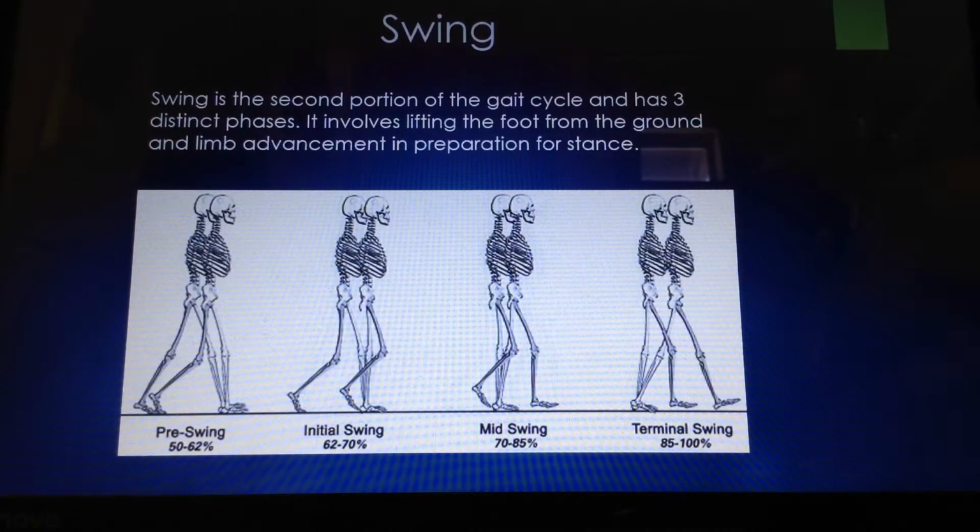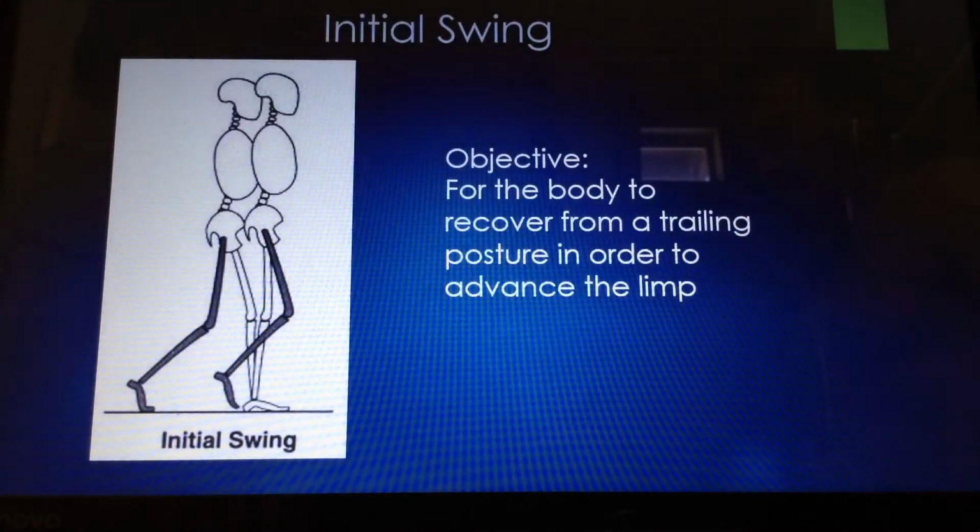Swing, the second portion of the gait cycle. Swing has 3 distinct phases and involves lifting the foot from the ground and limb advancement in preparation for stance. Initial swing. The goal of initial swing is for the body to recover from a trailing posture in order to advance the limb. The hip flexes to 20 degrees from the neutral position attained at toe off. The knee continues to flex to 60 degrees so the toe is able to clear the floor, and dorsiflexion of the ankle is initiated.